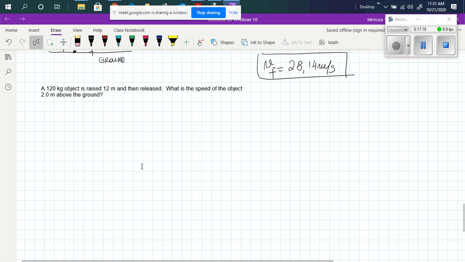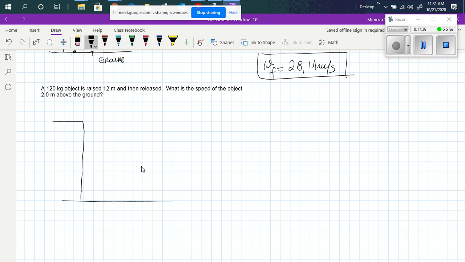A 120 kilogram object is raised 12 meters and then released. What is the speed of the object 2 meters above the ground? Okay, so 2 meters above the ground. If you have an object that is raised 12 meters, the total here is 12 meters, this being initial. We are looking now for a situation as the final here, that is 2 meters above the ground.